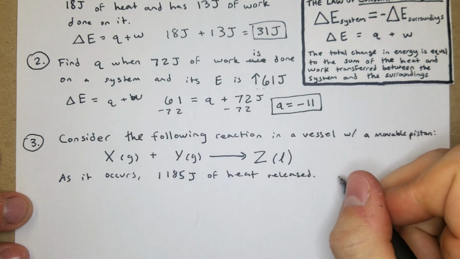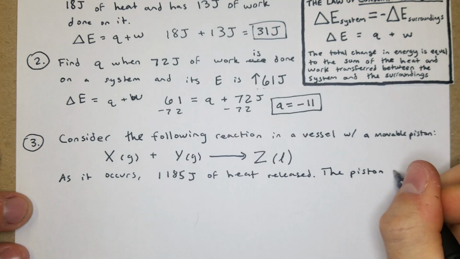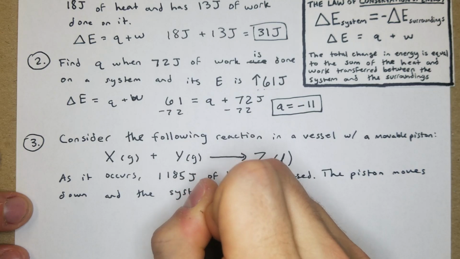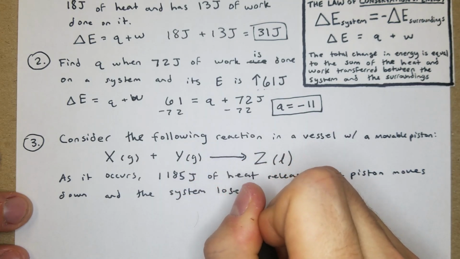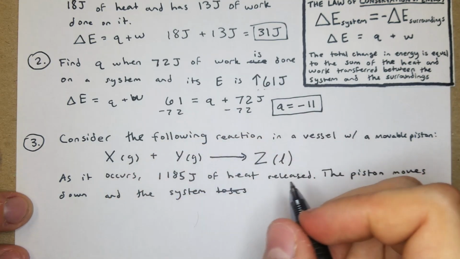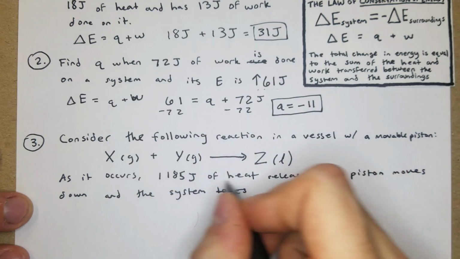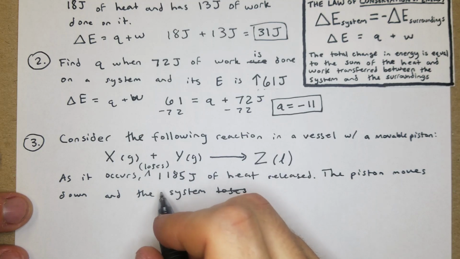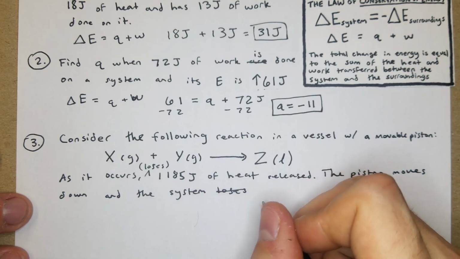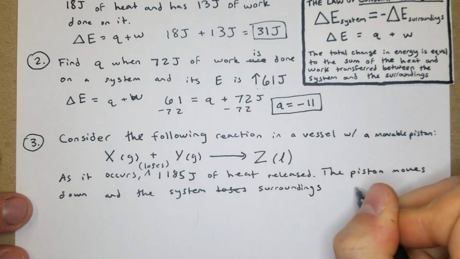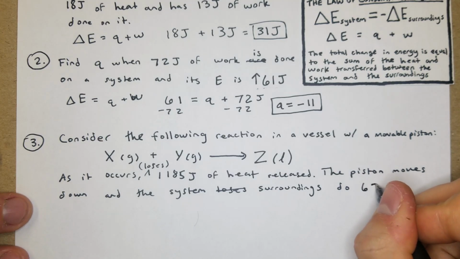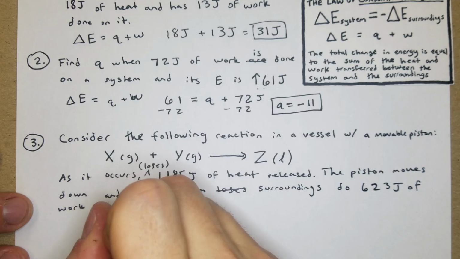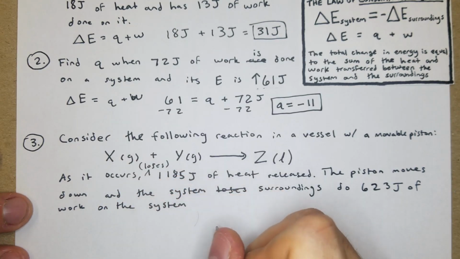Okay, so from there the piston moves down, and the system loses 1,185 joules. The surroundings do 623 joules of work on the system. Okay.